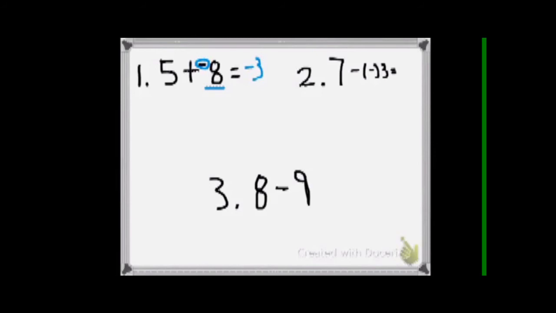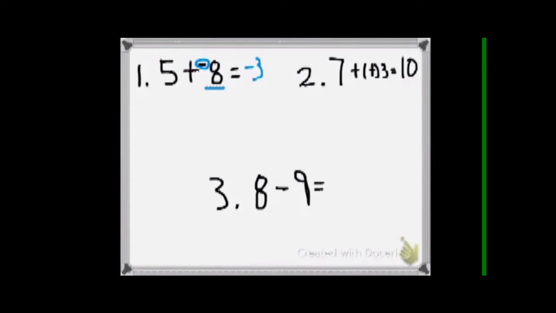For number 2, it's a little bit different because there are two minus signs. So we have to change it to plus plus. So now it's just 7 plus 3. So 7 plus 3 is 10. Try solving number 3 on your own.